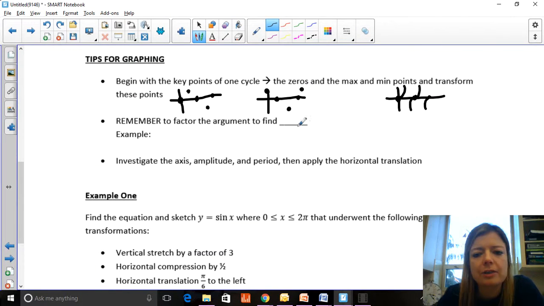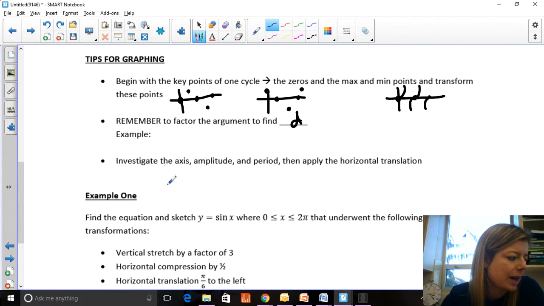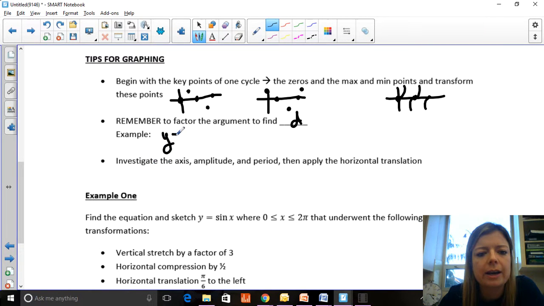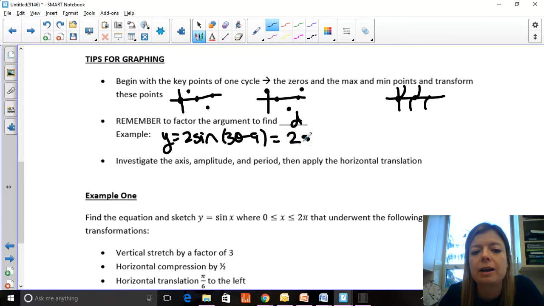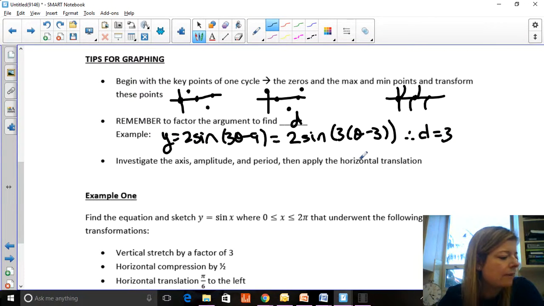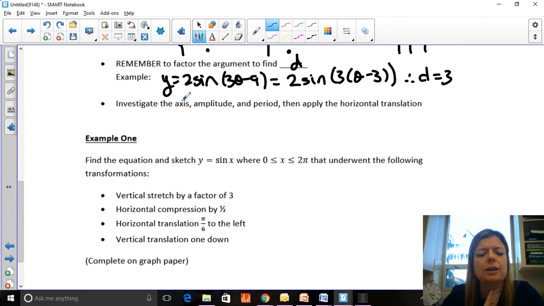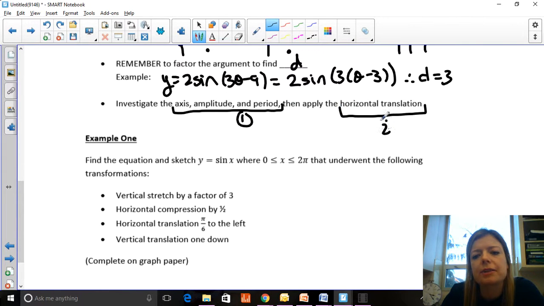Remember to factor out the argument to find D, so you have to factor out K as per always. So remember, if you have y equals 2 sine bracket 3 theta minus 9, your D value is not 9. You have to factor out this 3. And now you can see that your D value is actually 3. So be careful about that. Then you want to investigate the axis, the amplitude, the period, and then apply the horizontal translation last. You can usually do all of these things in one step. That's step 1, and then apply this after.